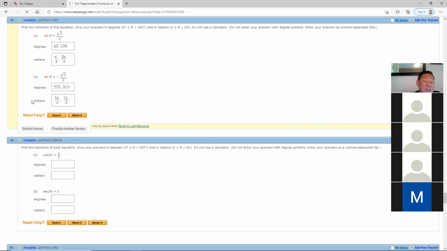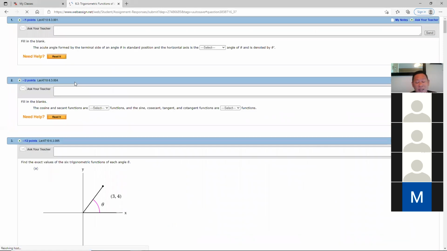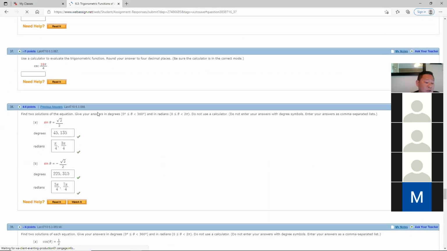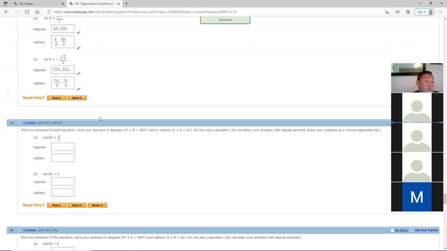And again, you will do this again in 6.6, the last section of chapter 6. We call this inverse trig functions. So make sure you guys know how to do this. This is very important.